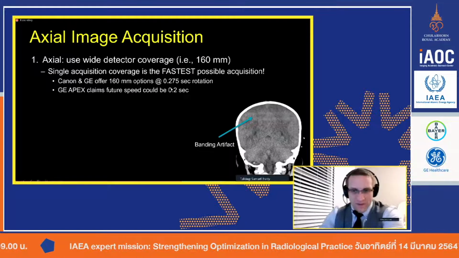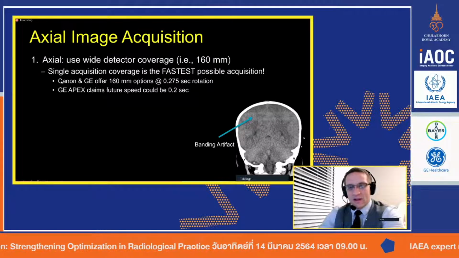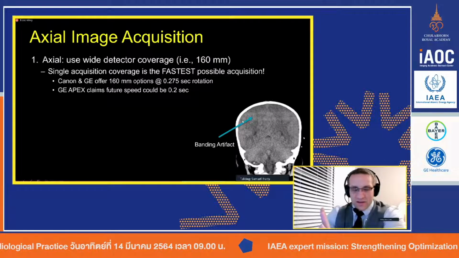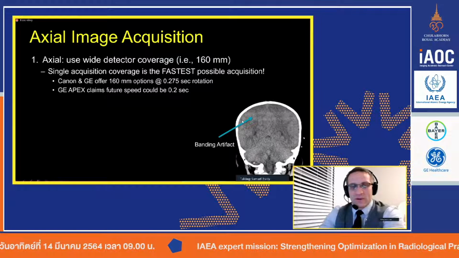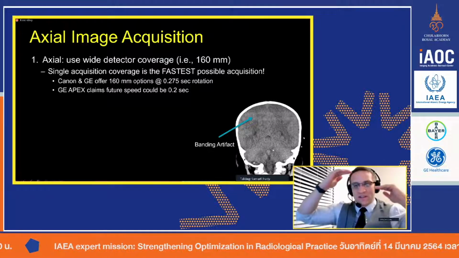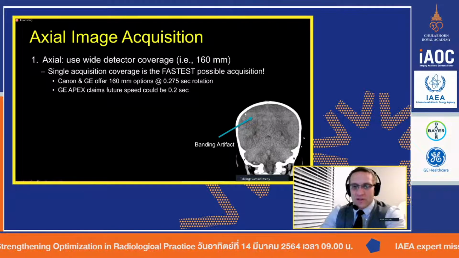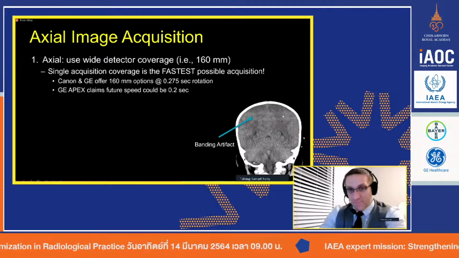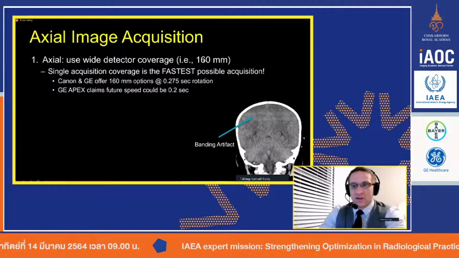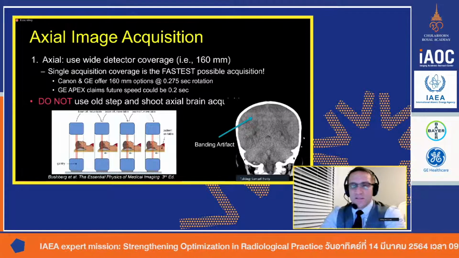That's mind-numbingly fast. One caveat to this: we have Canon scanners, for example, those Toshibas, and they've known this artifact has been around for a while. When you acquire the scan using 16 centimeter single rotation, there is this banding artifact that has been present. And so for us personally, we actually do not do this anymore. We do not use wide angle 16 centimeter coverage. That said, we also have a GE Revolution, and I've never seen that banding artifact.